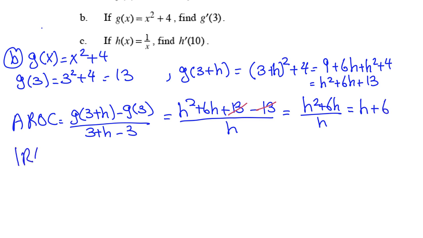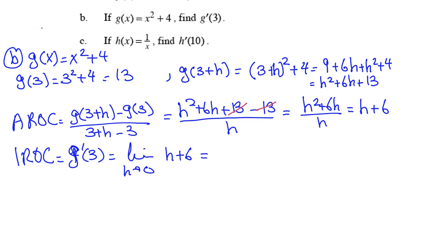So your IROC, which is actually g prime of 3, is equal to the limit as h is approaching 0 for the function that you just received, which is equal to 0 plus 6, which is equal to 6. So your derivative at 3 for this function is equal to 6.